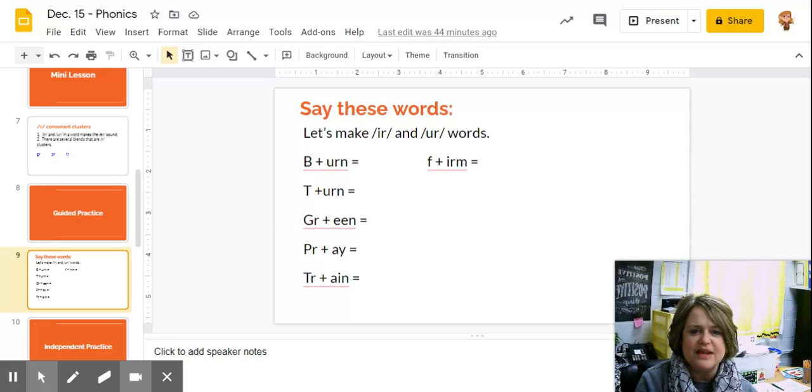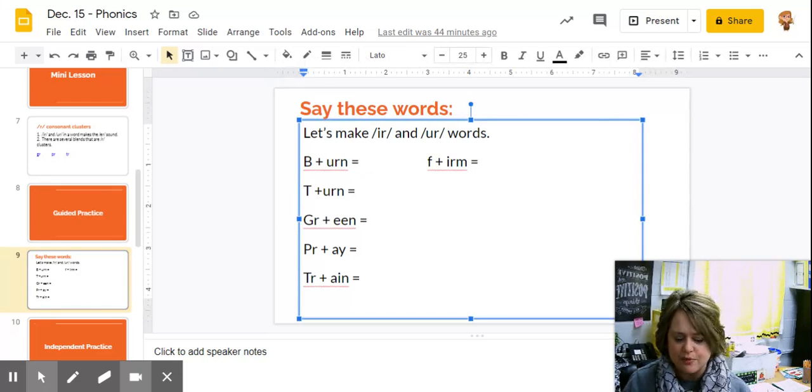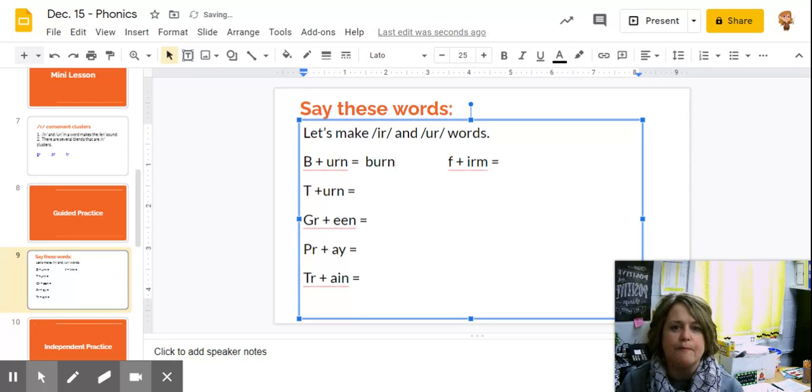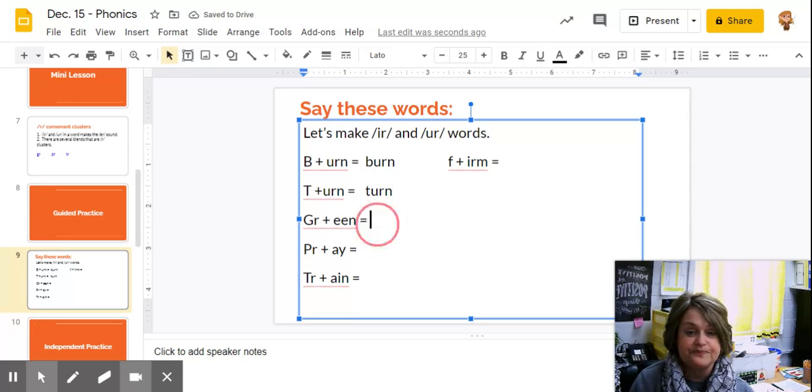The first one we have is burn. Now see how that UR says the sound? Burn. Okay, so it doesn't say anything different or wonky. It still says the sound. Now let's look at turn. Good. How about green.